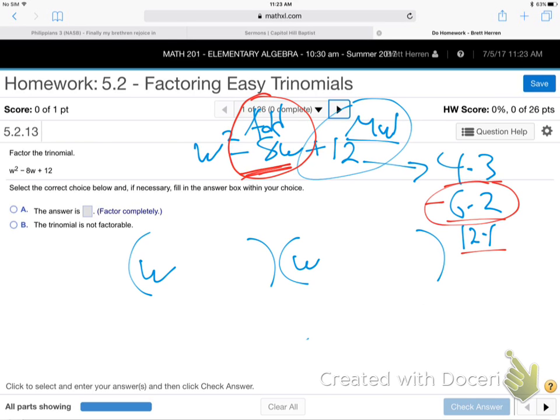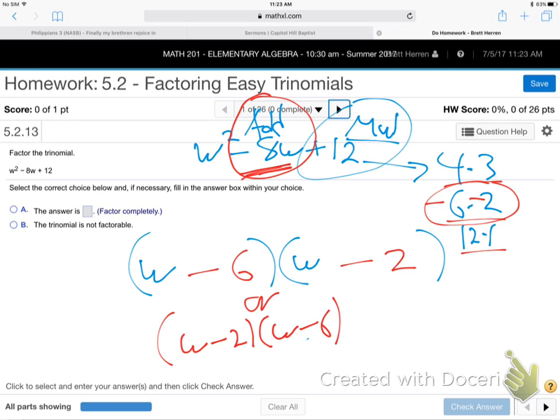Well, the 6 and 2 if you make them both negative, huh? So negative 6 and negative 2. That's our answer. Because what is negative times negative? 2 negatives multiply to be positive 12, and they add to be negative 8, don't they? And so that's our pair. You can put it in the other order. You can put the W minus 2 first, and the W minus 6. It doesn't matter. But that's my pair.